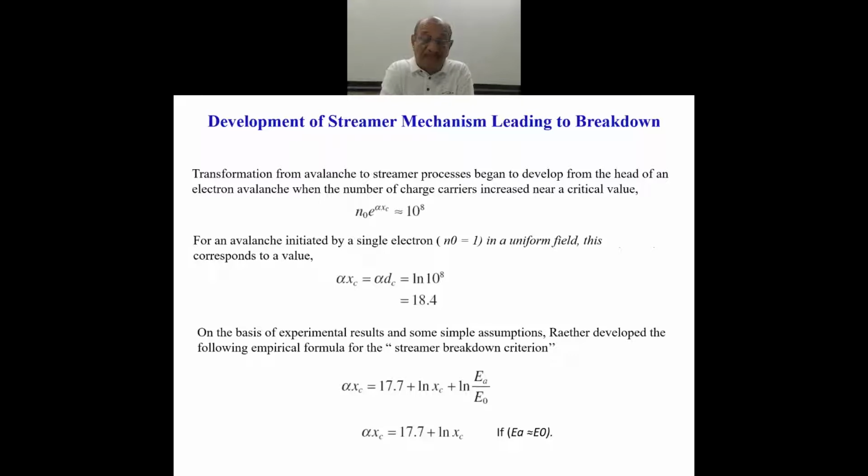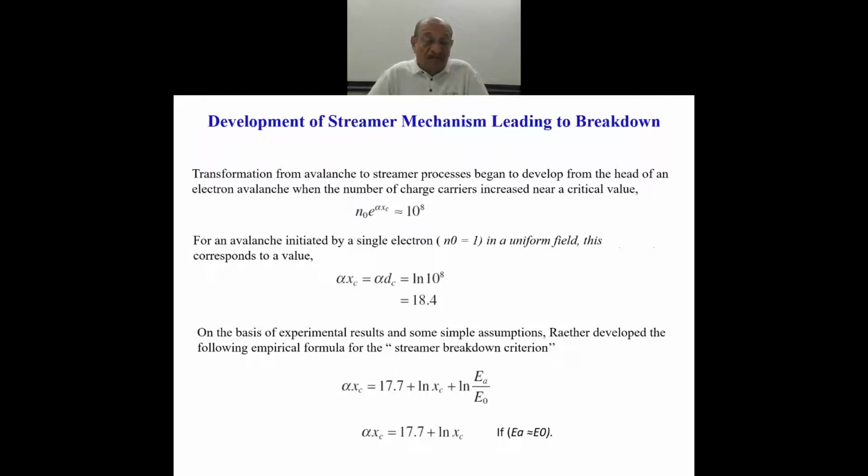And that critical value was calculated. If the avalanches begin with n naught, as we have already talked about, n naught e to the power of alpha x c is equal to 10 to the power of 8. That is, the total number of charged particles in the avalanche works out to be 10 to the power of 8 charged particles.